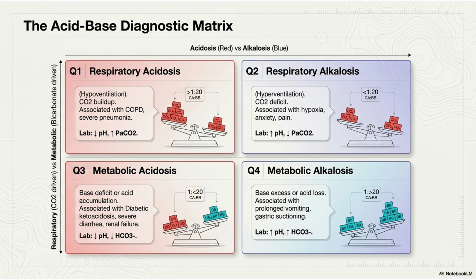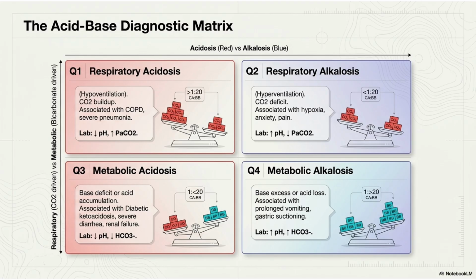pH is low. It's under 7.35, under 7.4, which is the approximate normal. And CO2 is high, right? That means it's greater than 40. So now, respiratory acidosis: low pH, high CO2. We know it's a respiratory problem because the CO2 is imbalanced.